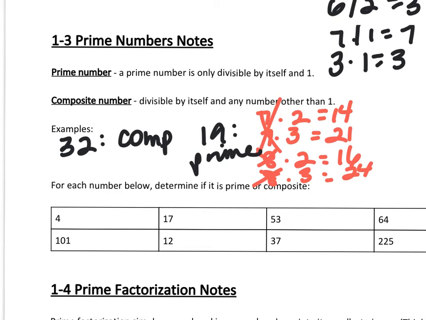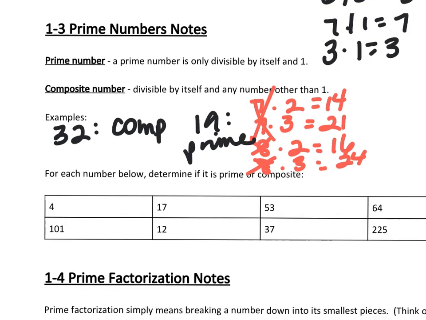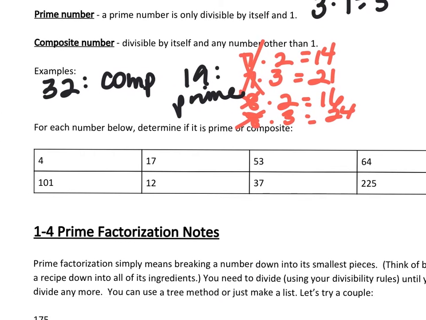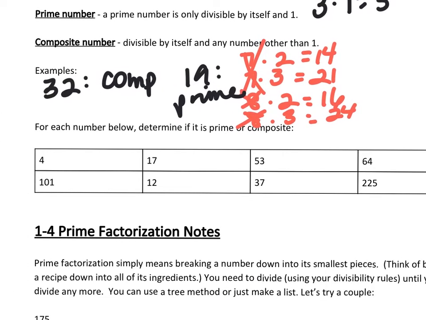Okay? So let's go down below and decide for each one of these if they are prime or composite. Let's go ahead and do the easy ones first. Anything that's going to be divisible by 2 is going to be a composite number. So 4 is going to be composite. 64 is going to be composite. And 12 is going to be composite. Those are all divisible by 2. Anything you can divide in half is a composite number.